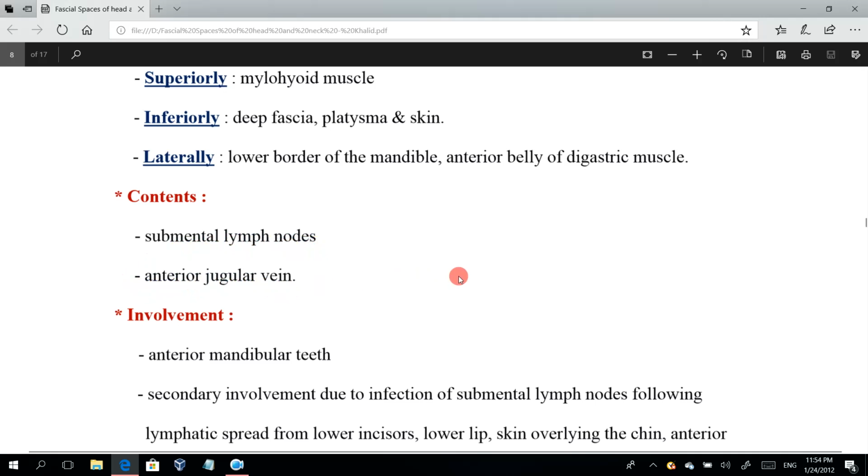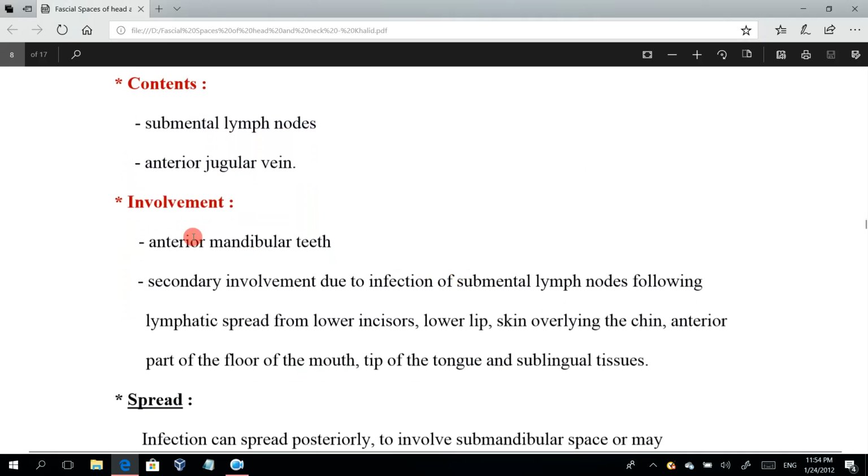How is this space involved? It is involved either from anterior mandibular teeth. Any problem with anterior mandibular teeth can cause infection in this space, the submental space, or it may be secondary involvement due to infection of submental lymph nodes.